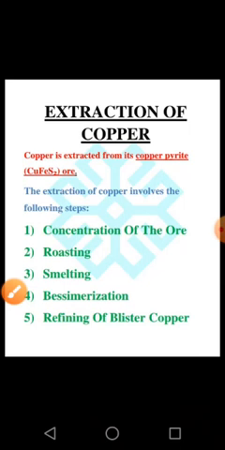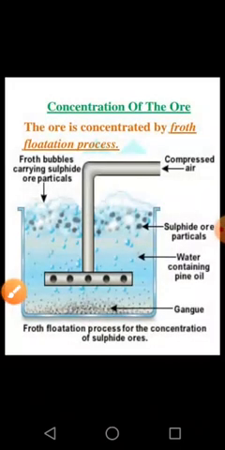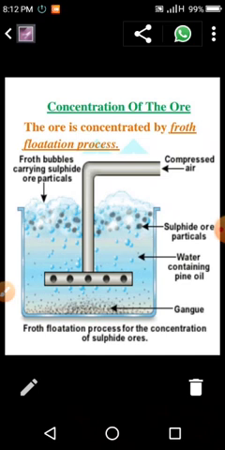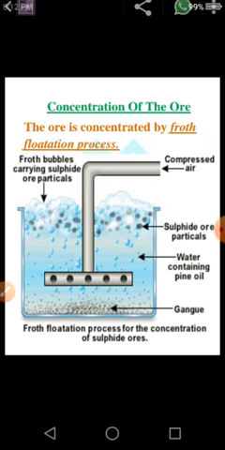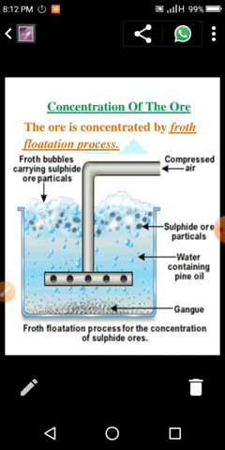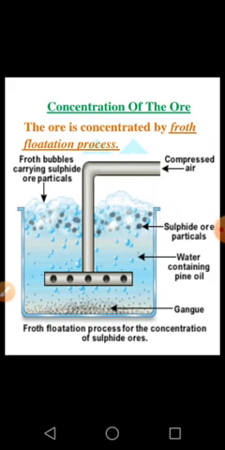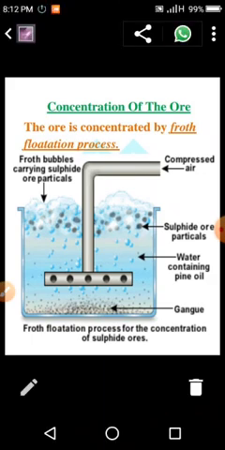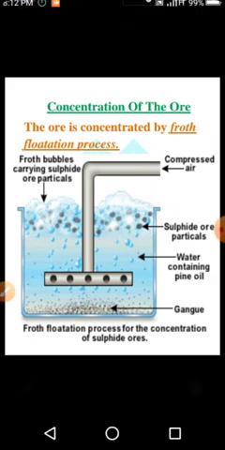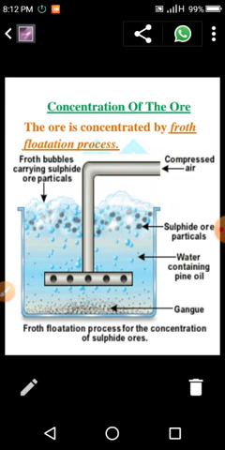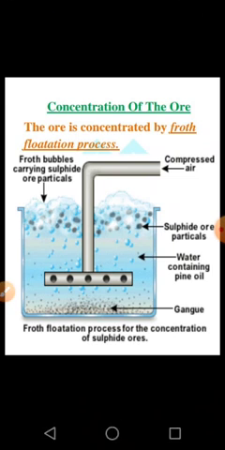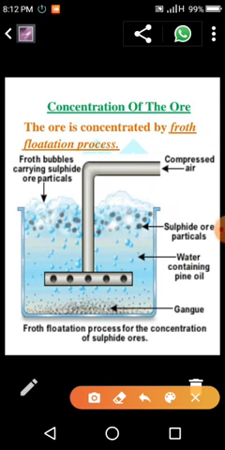Now we are moving towards concentration. Concentration means to increase the amount of the copper without changing the copper. It means we don't have to touch the copper, but we have to decrease the impurity. We have to decrease the contamination in this process. The process that is used to concentrate is known as the froth flotation process.